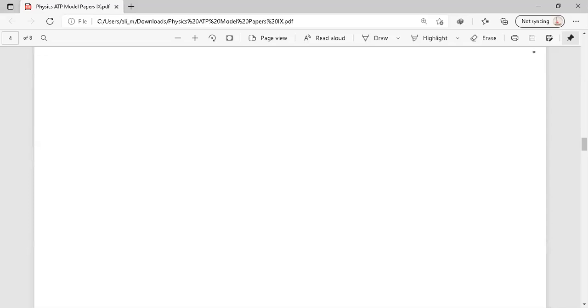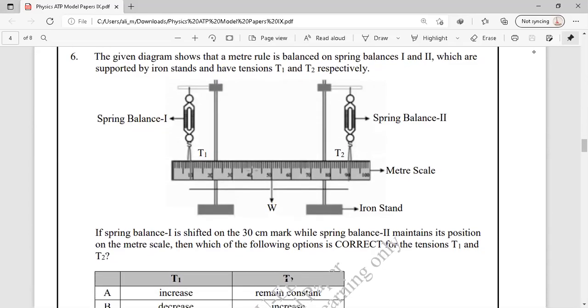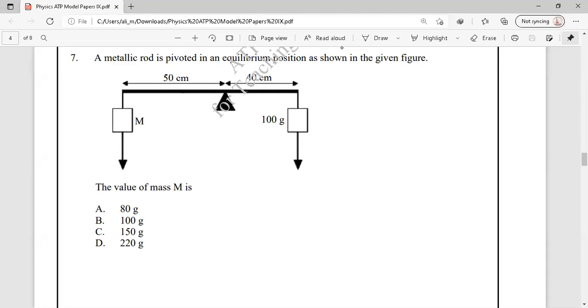Then we have our next question, that is question number 6. So the next question is question number 7.